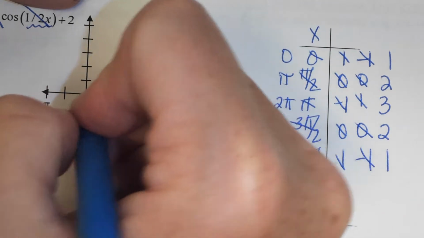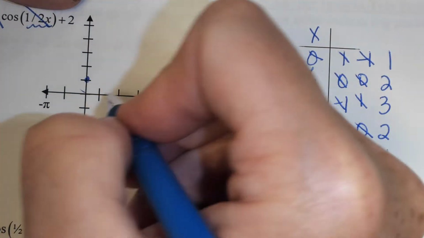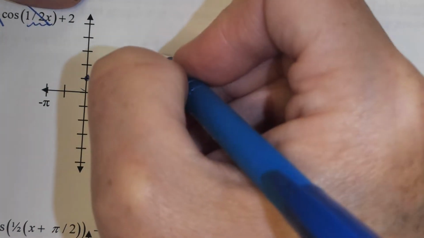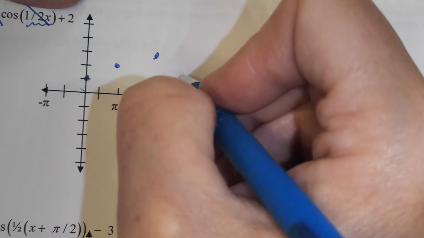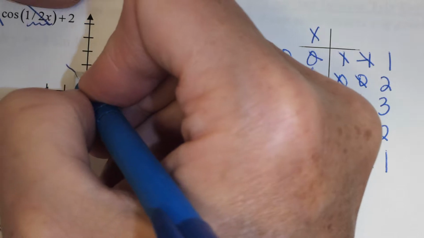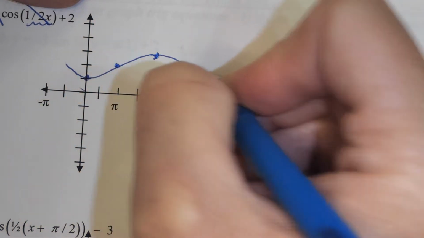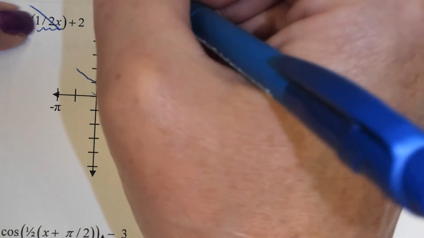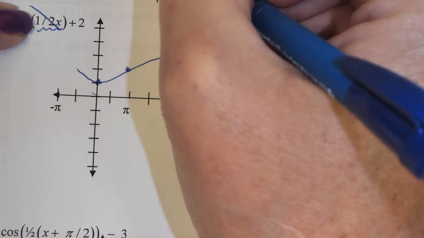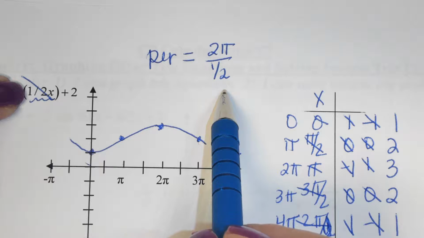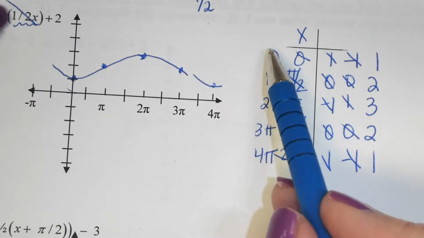And now just graphing, at 0 I'm going to be at 1. Pi is going to be 2. 2 pi is going to be 3. 3 pi is 2. And 4 pi is 1. And here would be 1 period of the function. So notice that the period should be 2 pi divided by 1/2. What is 2 pi divided by 1/2? 4 pi. Isn't that what this is?